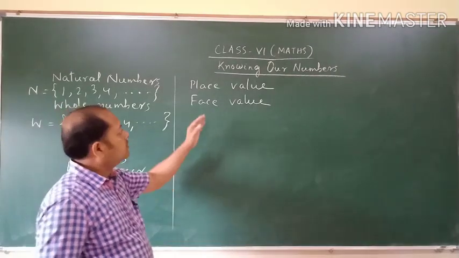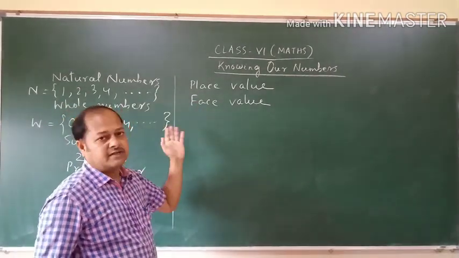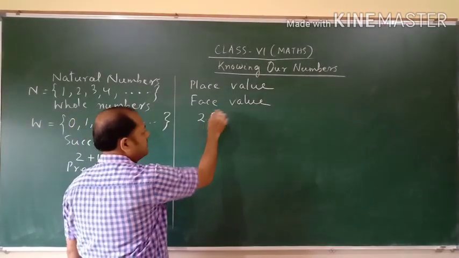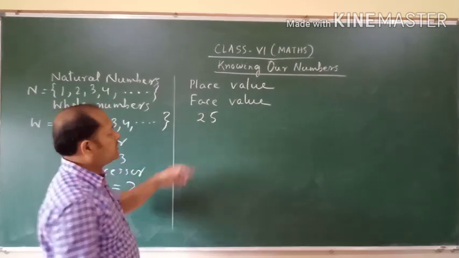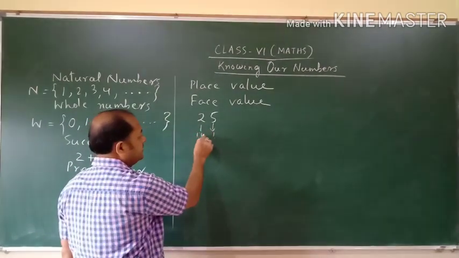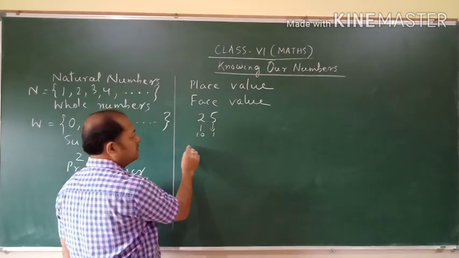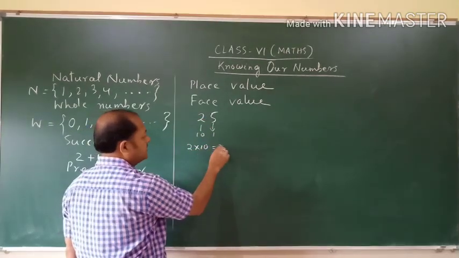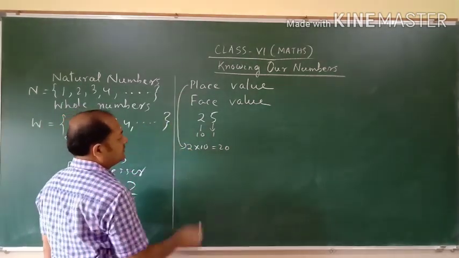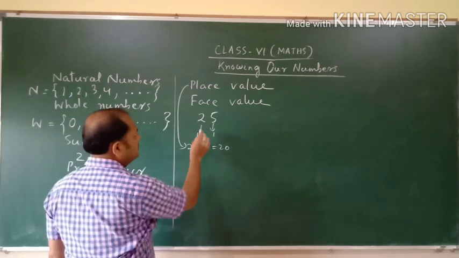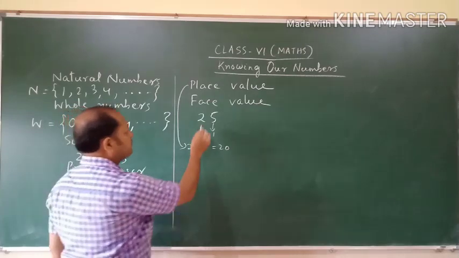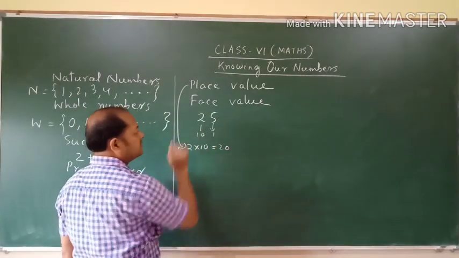Now let's see what the place value and face value of a number are. Place value of a digit in a number: suppose the number is 25. Here it is the units place and the tens place. That means the place value of 2 is 2 into 10, that is 20. So it is called place value. And what is the face value? The face value of 2 is the same number, 2. The face value of 5 is 5.